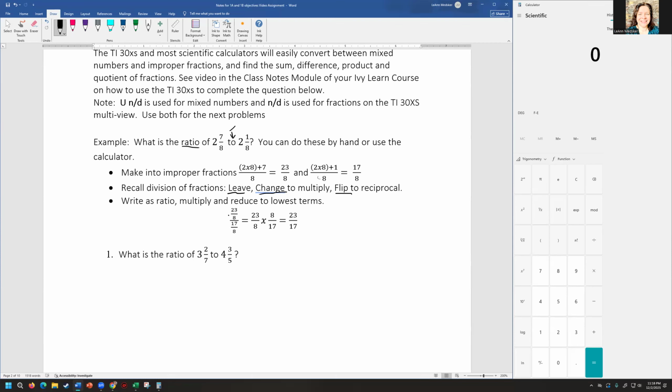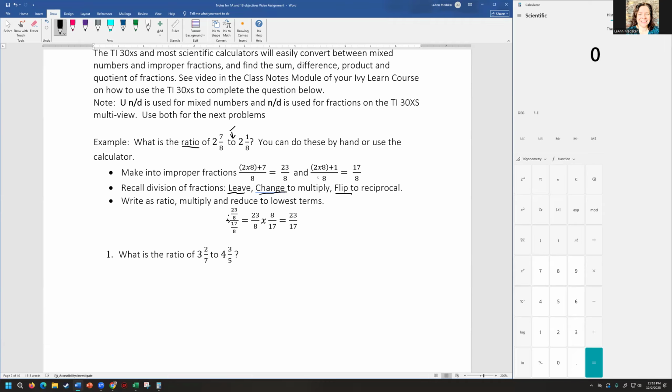17 over 8. And notice I'm going to use the top fraction and leave it as it is, so it's still 23 over 8. This division symbol right here is being changed to multiplication, and then 17 over 8 is the flip. We flip that and make it its reciprocal of 8 over 17.